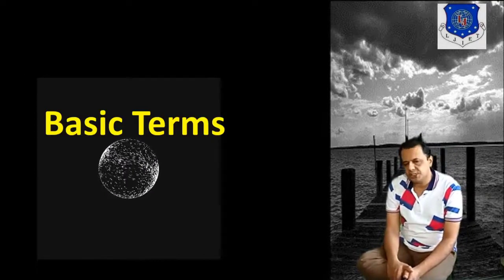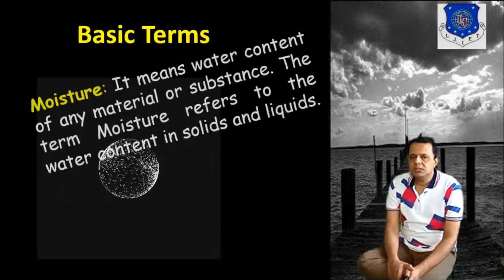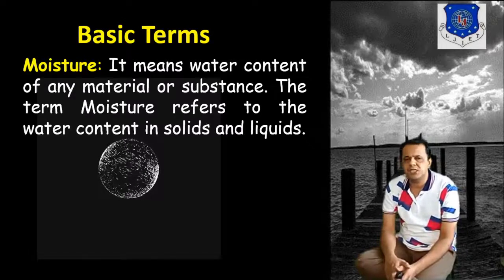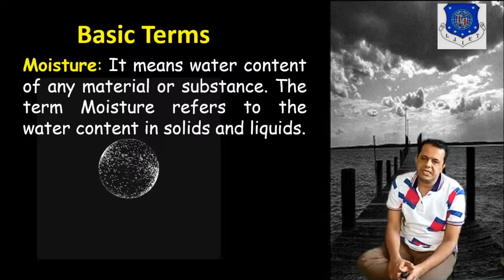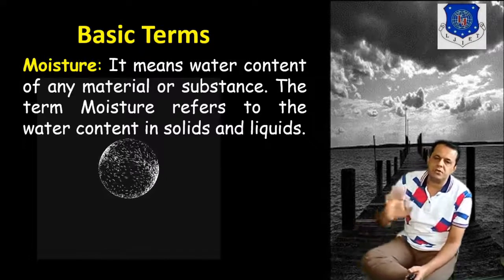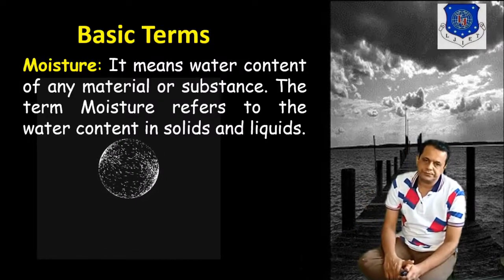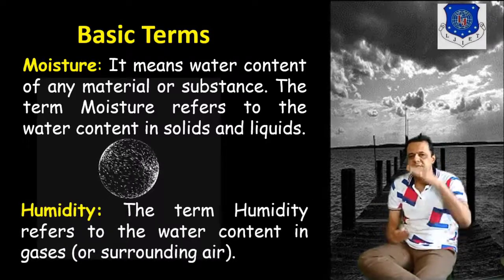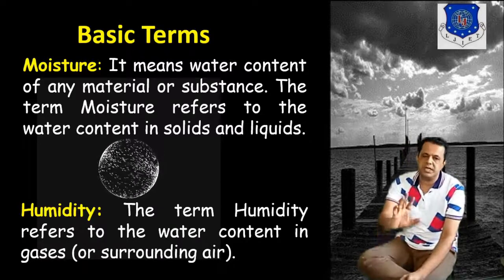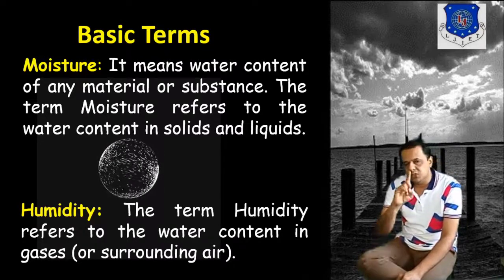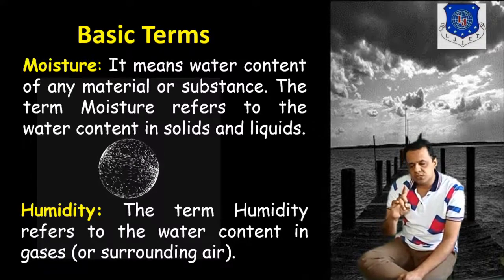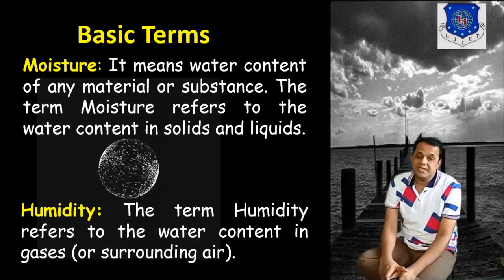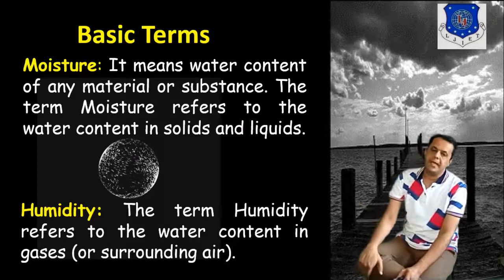Let's see some basic terms here. The first one is moisture. It means the water content of any material or substance. And when we say moisture, we talk about solids and liquids both. Another word is humidity. Usually people use humidity and moisture interchangeably, but they are different ideas. Humidity is a term used to talk about water content in gases, or you can say in the surrounding air.